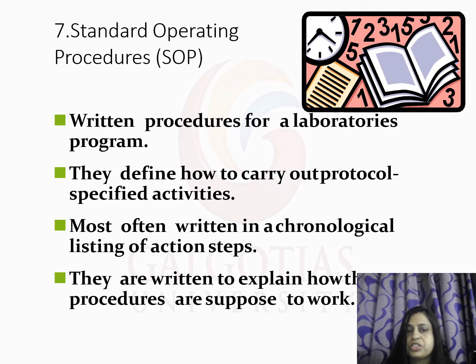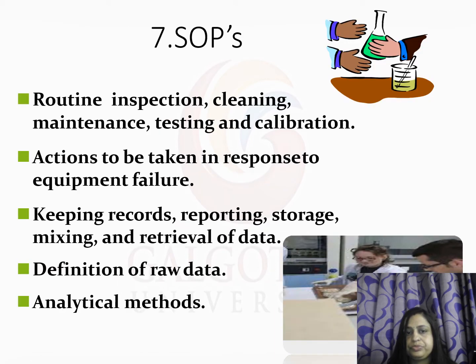Standard operating procedure, we have already discussed, is a written procedure for a laboratory program. It defines how to carry out protocol-specified activities, most often written as a chronological listing of action steps. They are written to explain how the procedures are supposed to work. SOPs cover routine inspection, cleaning, maintenance, testing and calibration, action to be taken in response to equipment failure, keeping records, reporting, storage, mixing and retrieval of data, definition of raw data, and analytical methods.